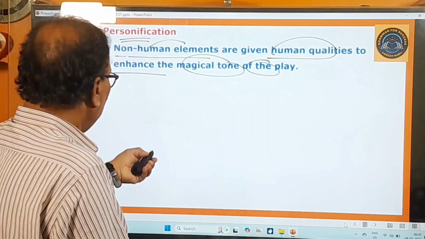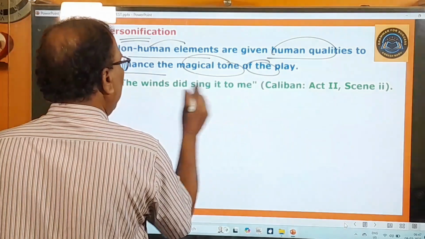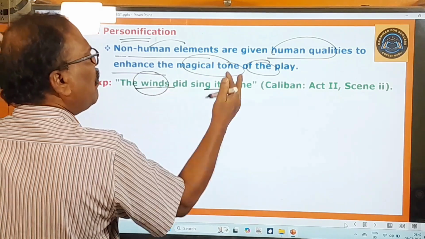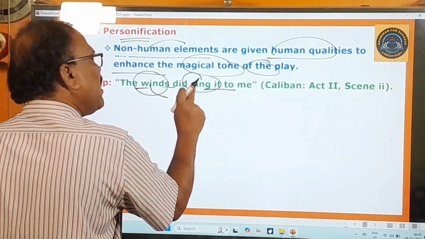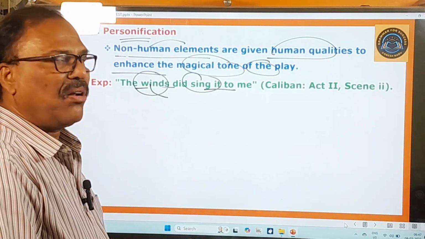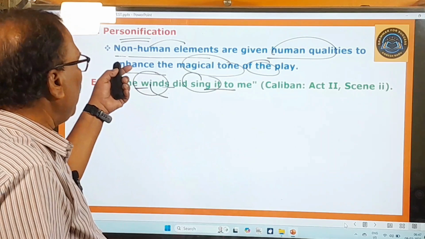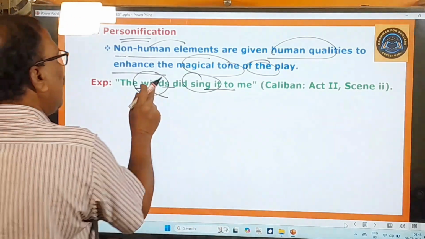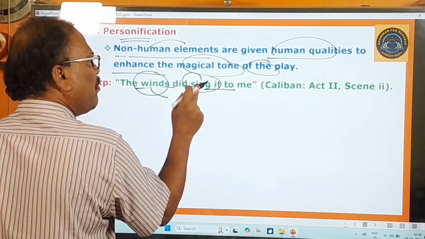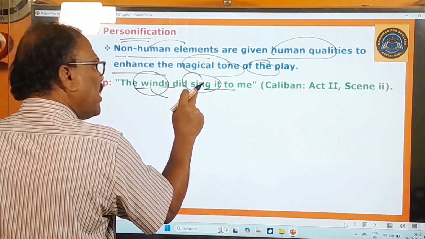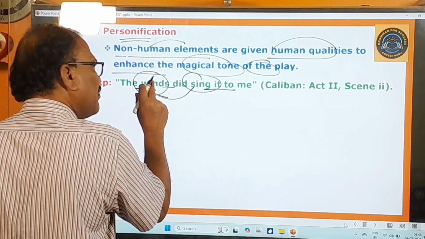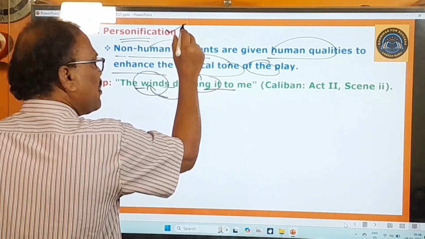How? Let us see that here. The winds did sing it to me. So winds is what? A non-human element, but it is given a human quality. So here it is described as singing. Generally, a human being can only sing, but not the non-human elements, you know very well. So that's why, here this wind is described as singing. That is the quality of a human being. So here in this way, the quality of the human beings is attributed to this non-human element. And that's why in this sentence you can find personification.